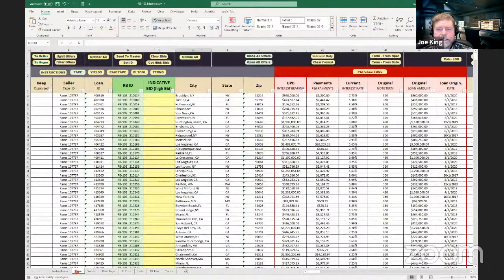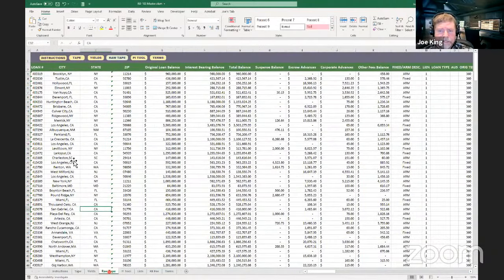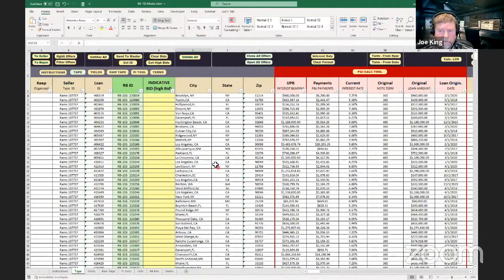Now, when we get into the tape, what we've done is taken the information that's been provided from the seller, which is this information here, and translated it into our own format, which is this one. You guys can do the same thing. You can take that information and put it into your own format and run the calculations however you want, but I'm going to tell you how we do it. One of the things we've done is develop our own calculations, which you will probably never see from us anyway, up here.